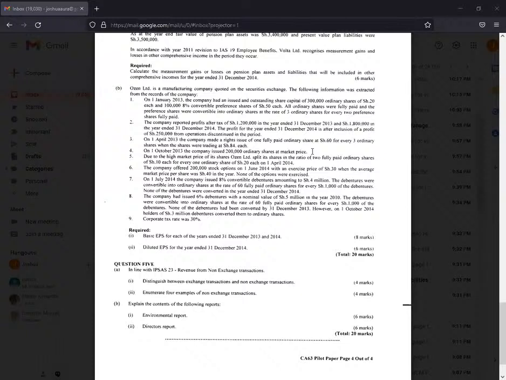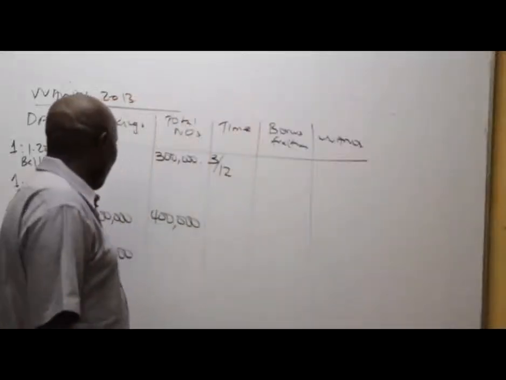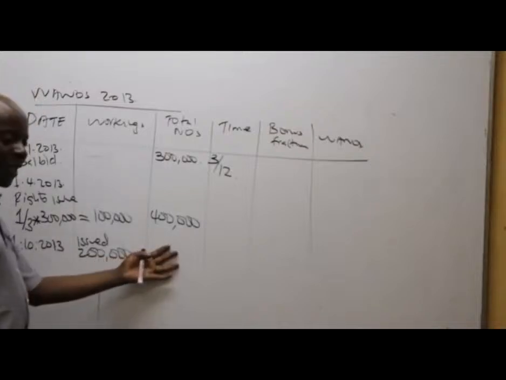So we have 1st October 2013. What happened here? We issued how many shares here, somebody? We issued 200,000 ordinary shares. This is a full market price. Hazina norma, hazina diambo. This is a normal. So we issue 200,000. You simply recognize them.